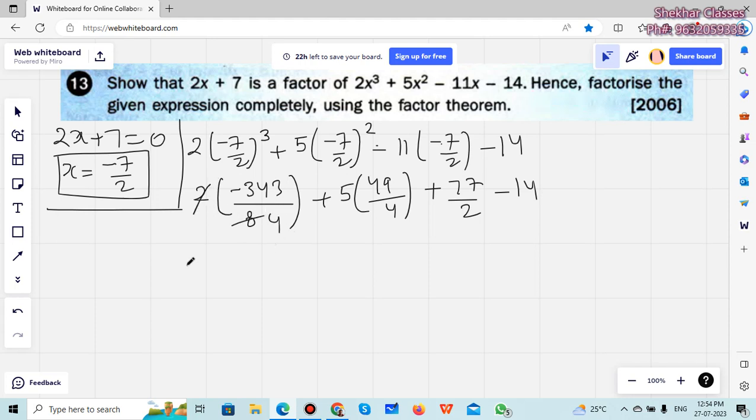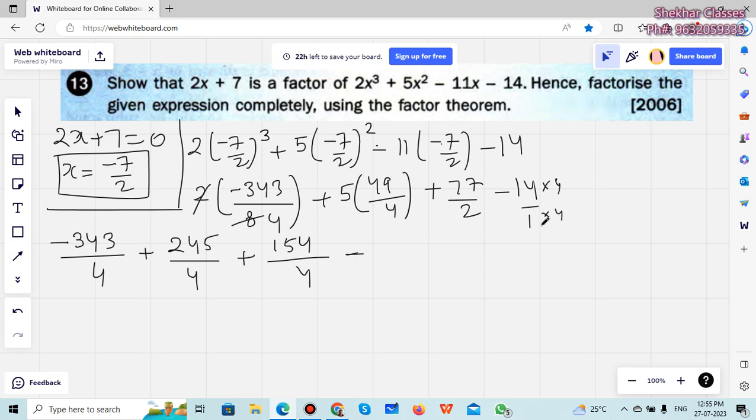Now this 2 will go into 8 four times, so we have got minus 343 by 4. Minus 343 by 4 plus 49 into 5 is how much? That is 49 into 5, you will get 245, and it's going to be plus only upon 4. And 77 upon 2 I can write as 154 by 4, multiplying by 2 on the top and bottom. And minus 14, 14 means 14 upon 1, I have to multiply by 4 here and multiply by 4 here.